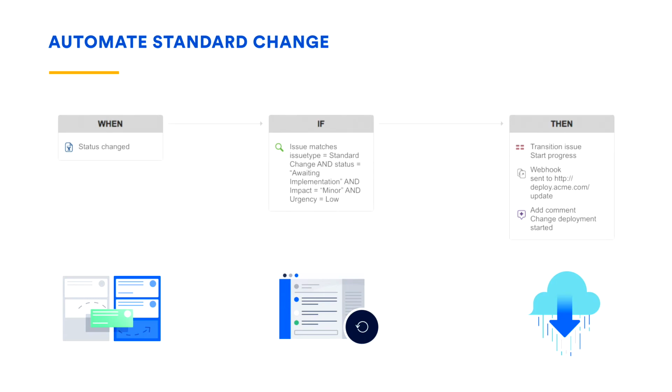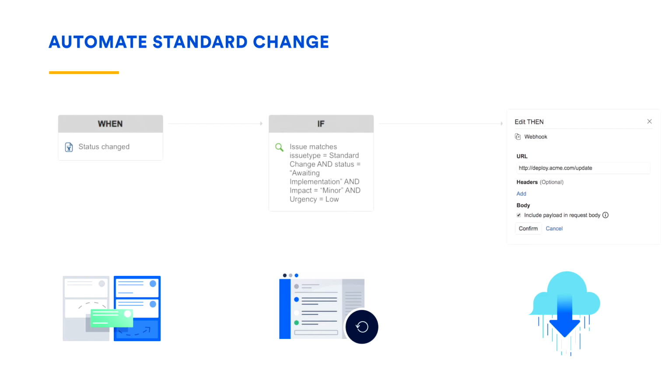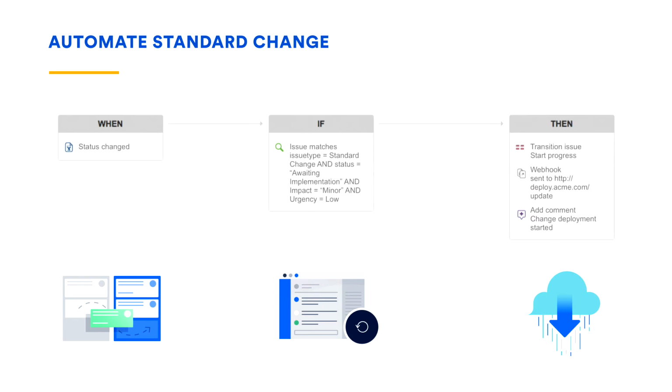And then we can use the webhook action to actually deploy to our deployment services. So the webhook looks kind of like this. So you have your URL where your webhook goes to. You can add static headers, and then you can also include your JIRA ticket in the body of the webhook. And this way, your services will pick up all the information and then do the deployment as planned. And then lastly, I just want to add a comment on the ticket saying the change deployment has started. So now the deployment services will take over the rest of the flow.